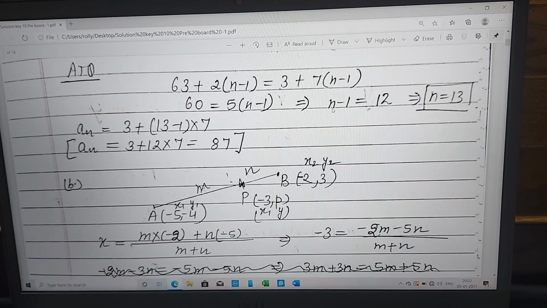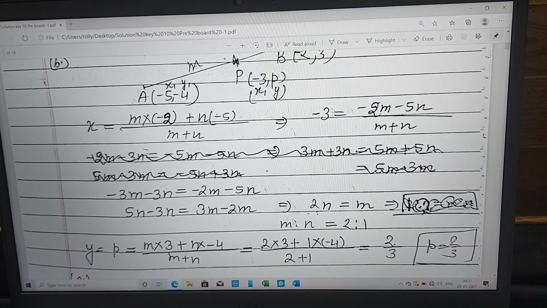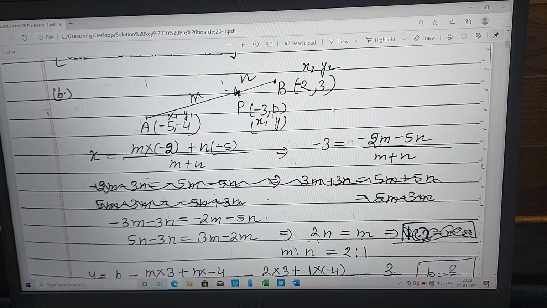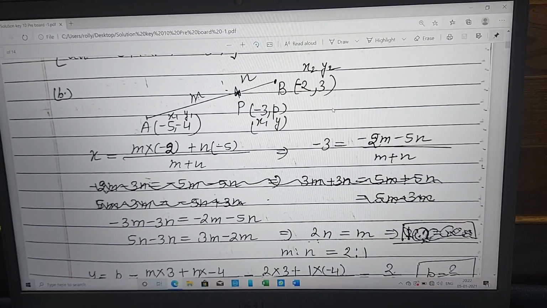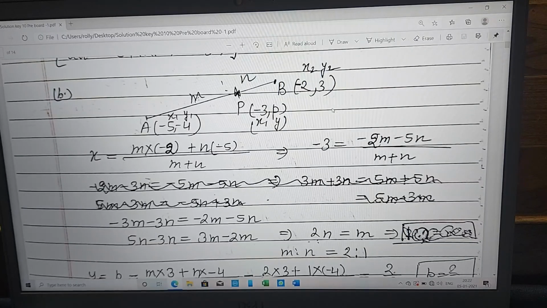Moving on to the next question, question number 1, B part. It's a section formula question, where it was given that a particular point P divides the line segment AB. The coordinates of the endpoints A and B have been given. First of all, we are supposed to calculate the ratio, and the abscissa of point P is given, that is minus 3. So with the help of the abscissa, we will be calculating the value of the ratio.